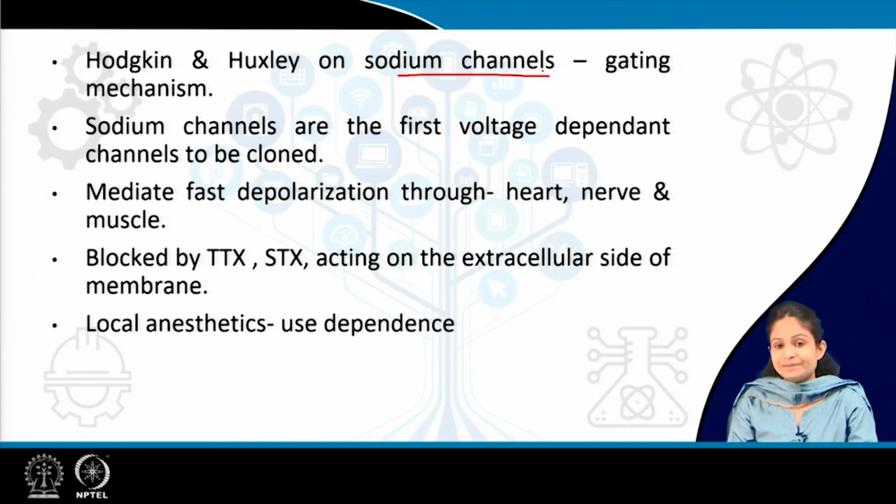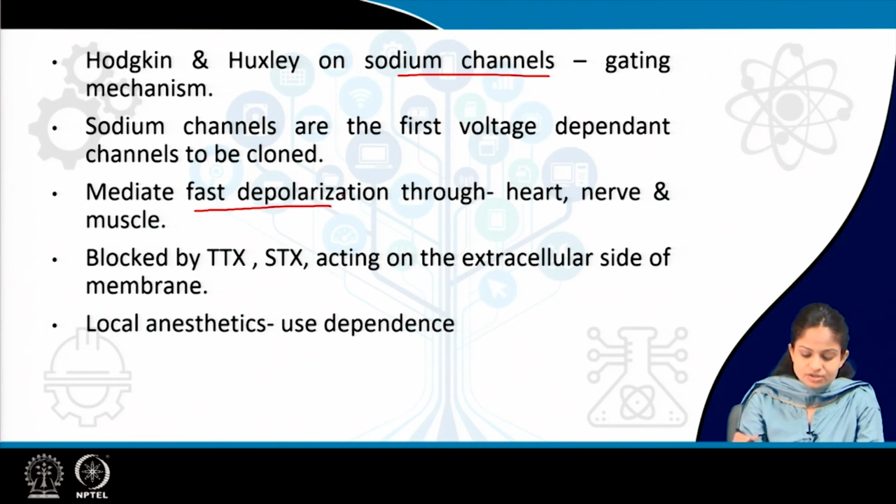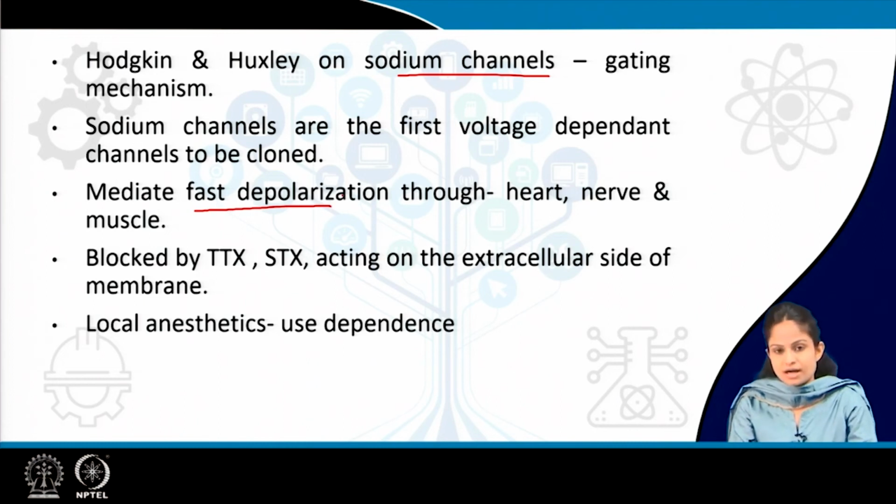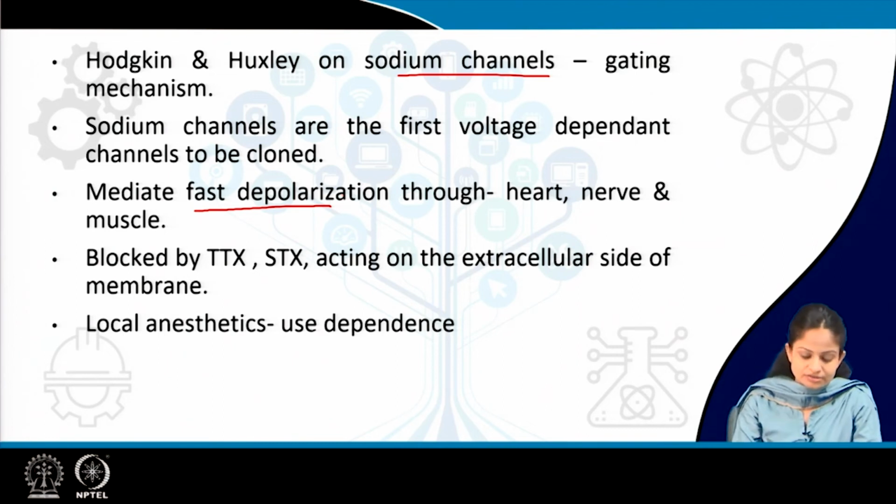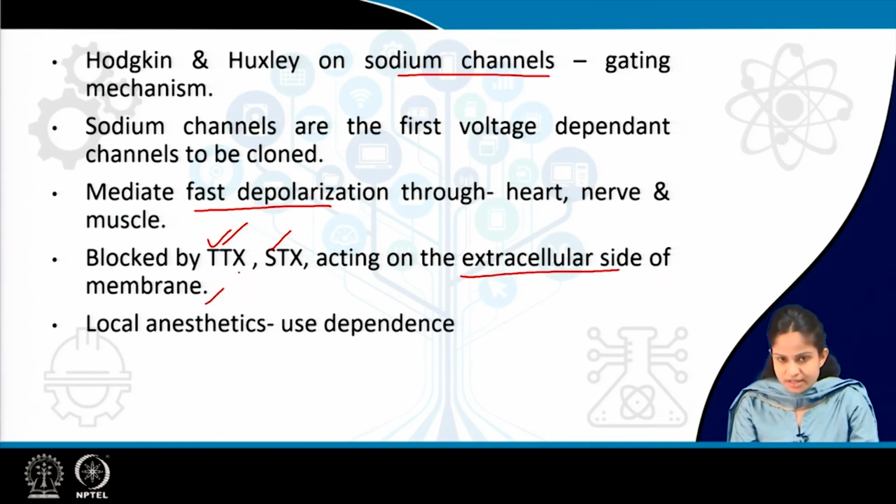So, these channels are very important. They are very abundantly studied, and they mediate, as I had already told, the fast depolarization not only in the heart, but also in muscle as well as nerve. And these sodium channels are blocked by toxins like tetrodotoxin and conotoxins. These act on the extracellular side of the membrane as blockers of the sodium channels.